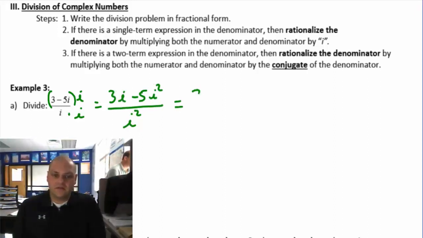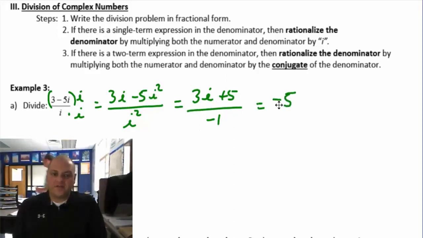And then this would be plus 5 over negative 1. That negative 1 divides in, giving us minus 5 minus 3i.